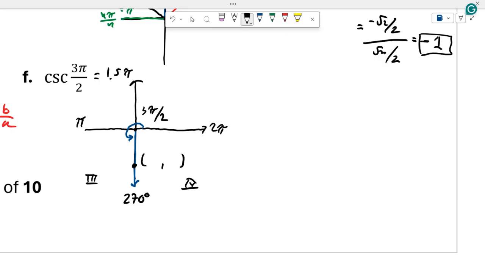So again, I didn't go left or right. I was talking about y first, that's why I put that in the wrong spot. I didn't go left or right at all. So my x-coordinate is 0. And then, as I said, we went straight down. So my y-coordinate is 1. And because I went down, it's negative. So the xy coordinates at 3 pi over 2 radians are 0, negative 1.